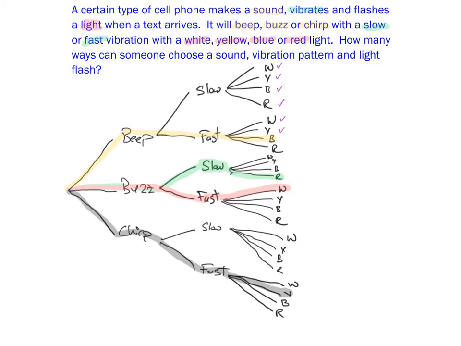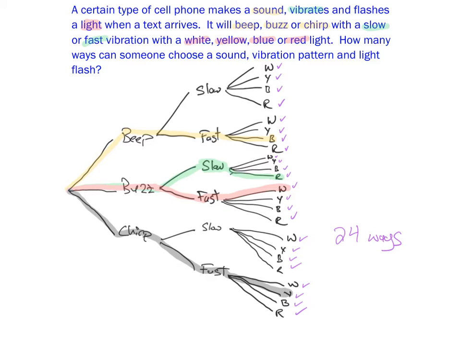5, 6, 7, 8, 9, 10, 11, 12, 13, 14, 15, 16, 17, 18, 19, 20, 21, 22, 23, 24. So there are 24 different ways to choose a sound, vibration, and flash. 24 different ways that you can do it.